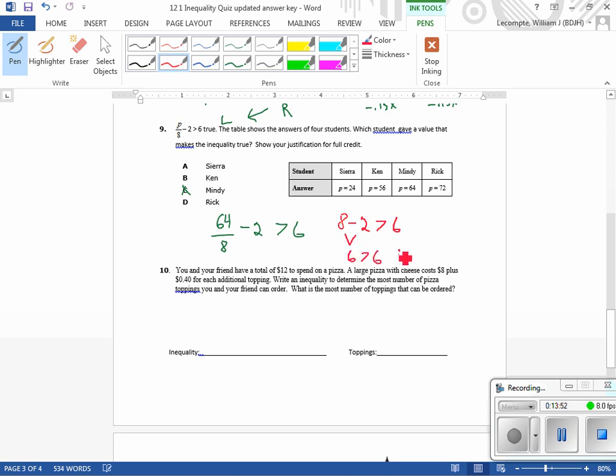Alright, so I move up to 72, the next guy up, which is pretty obvious that it is the answer, but we're going to go ahead and prove it. 72 divided by 8 is 9, minus 2 is greater than 6, 7 is greater than 6. True. Definitely can't be these two guys.